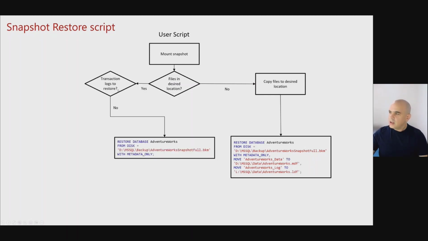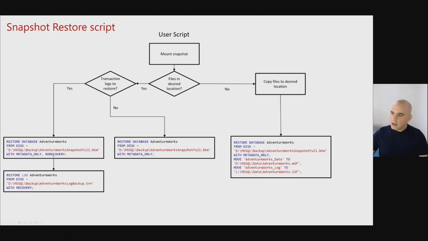If they are in the desired location, then we want to decide if we want to apply transaction logs after the snapshot restore. If not, then we use RESTORE DATABASE AdventureWorks FROM the BKM file WITH METADATA_ONLY. If we want to apply log backups, then we restore the database with NORECOVERY. And then when this is done, we restore the log backups with RECOVERY.